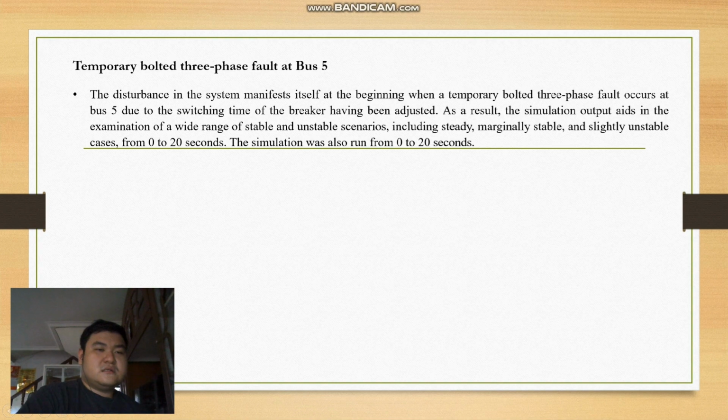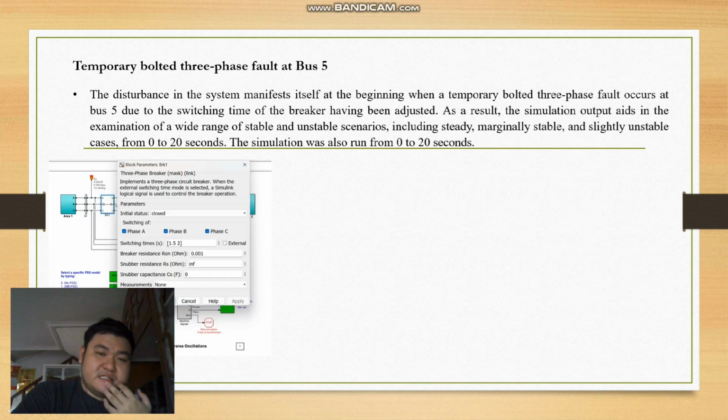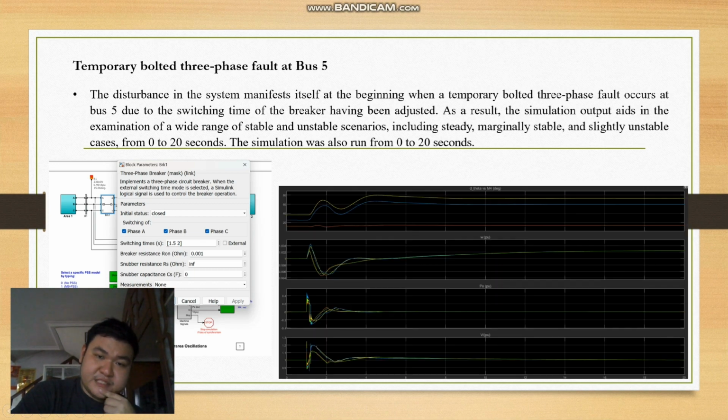Next is the permanent three-phase fault for bus 5. So for bus 5, we also change the switching time, and as a result also analyze the stable and unstable condition from 20 to 30 seconds. So we changed the switching time at bus 5, and this is the result of the graph.